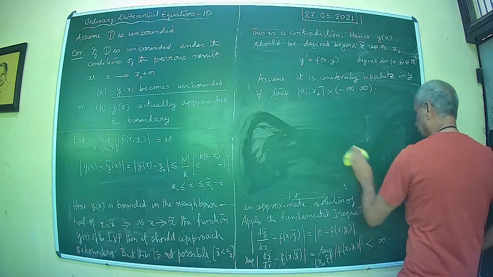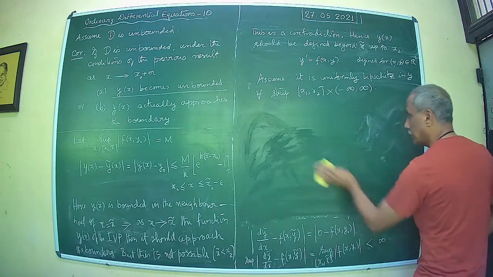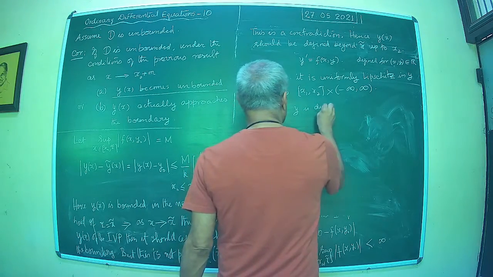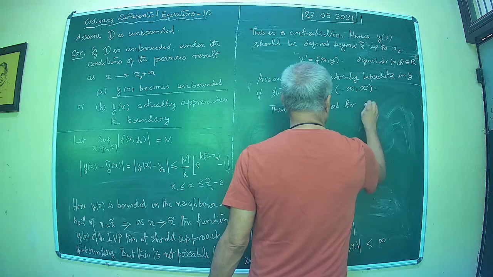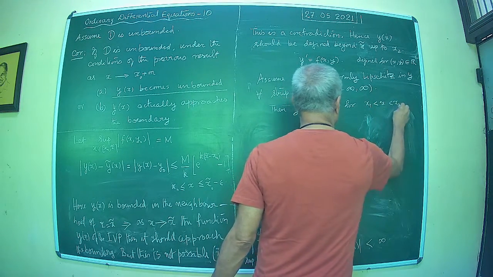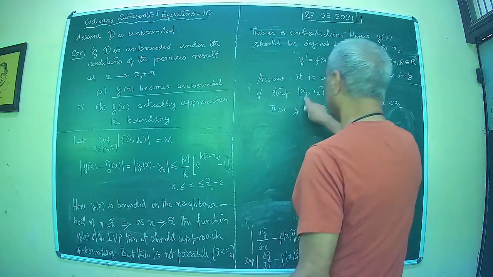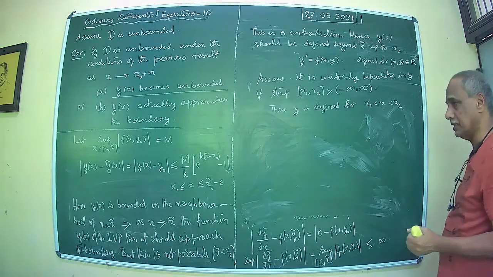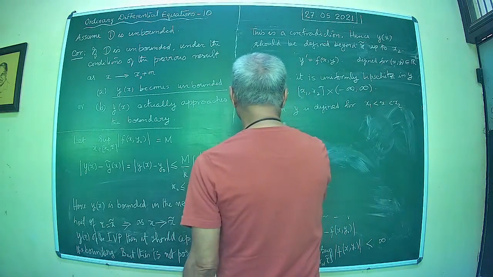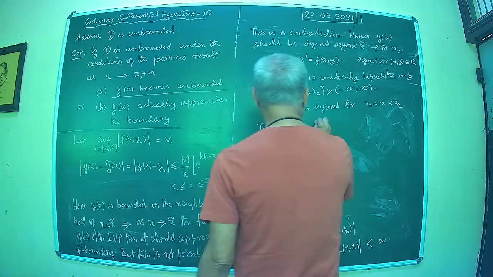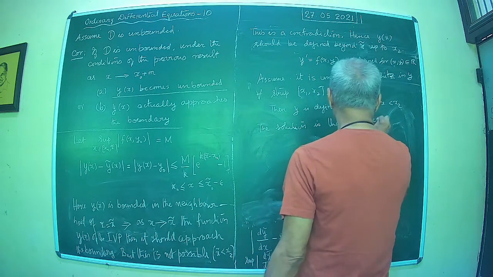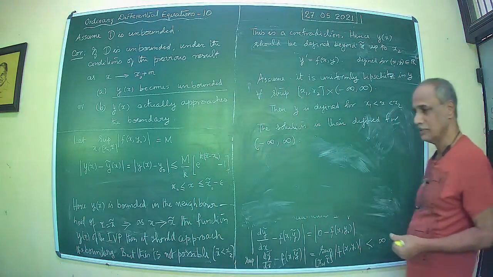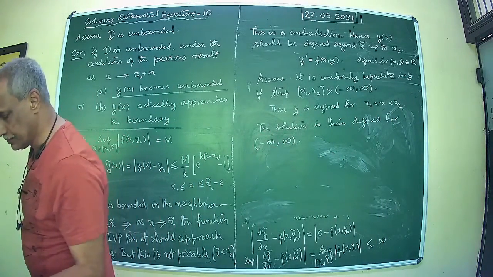Now since it is true for every such strip x1, x2 cross minus infinity plus infinity, it follows that the solution is defined for the entire interval minus infinity to plus infinity. Okay, so that is one of the conclusions that you can make. Let us look at a specific problem.